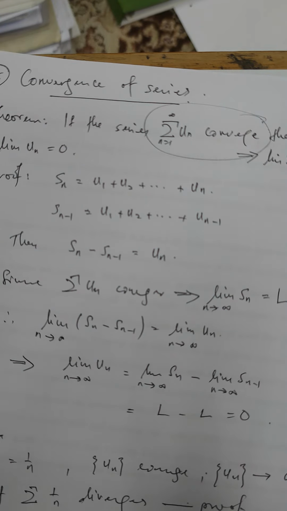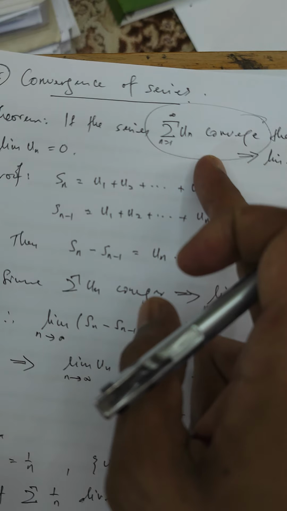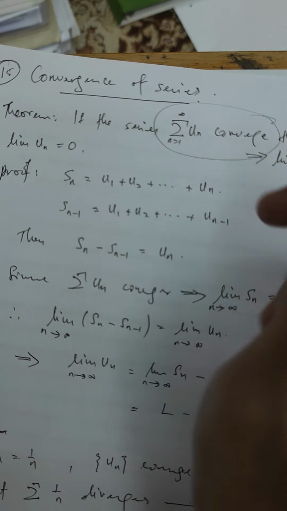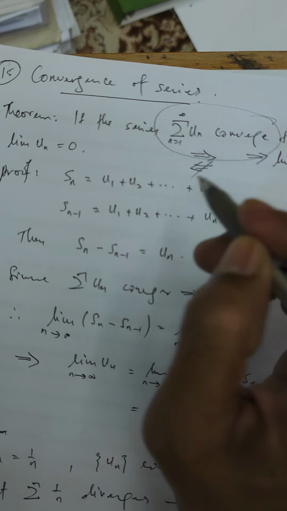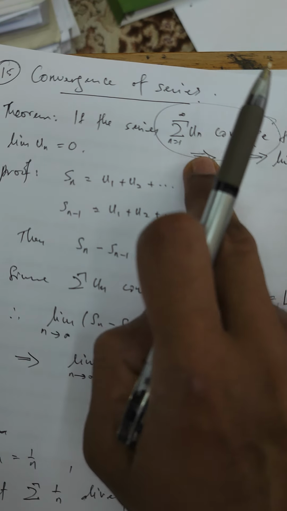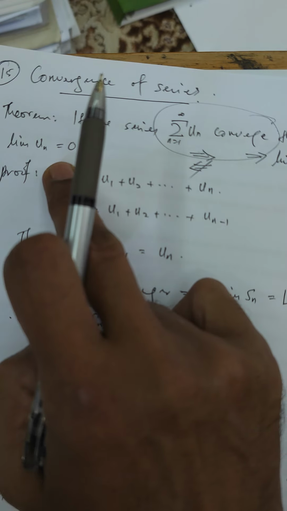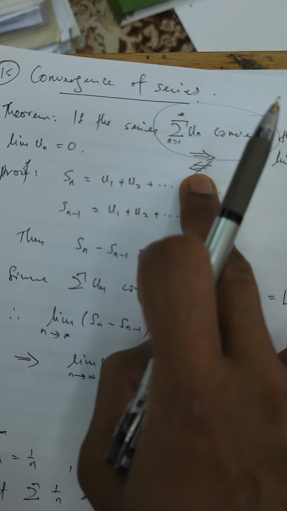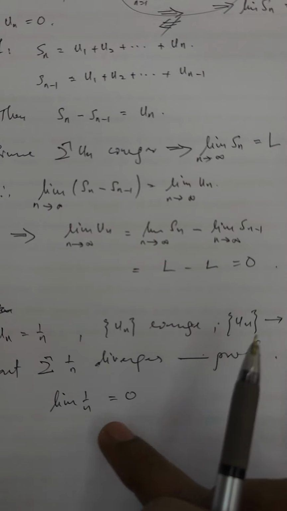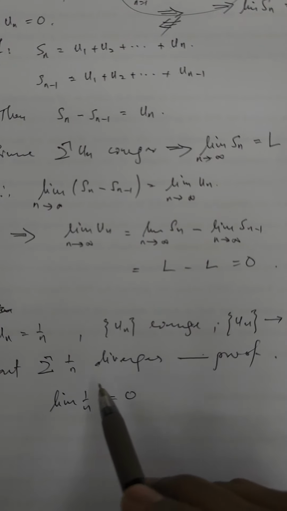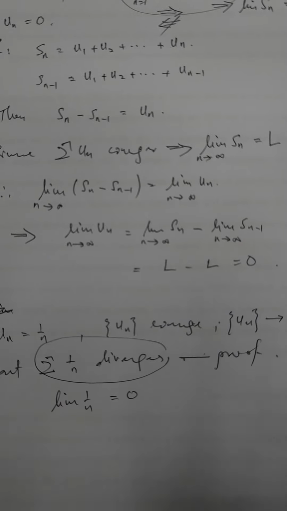I hope you can understand this. The converse of that theorem is not true, which means in this case we only have one direction. Series converges implies limit 0, but limit 0 implies series converges is not true. Now let's show that the series of 1 over n diverges.